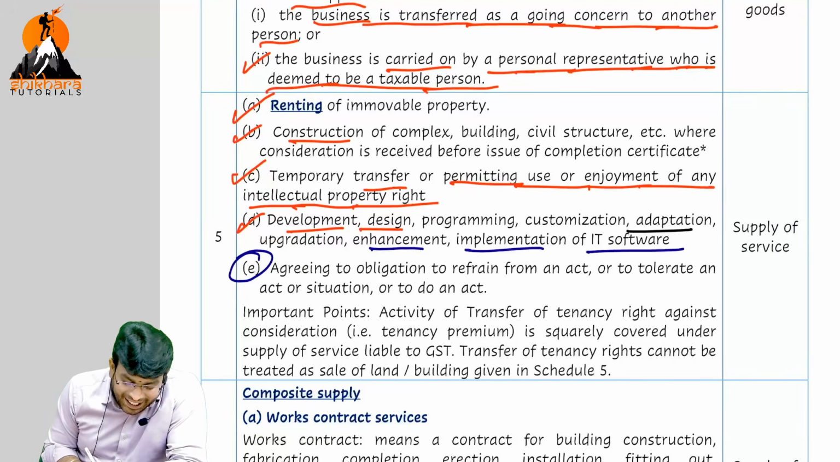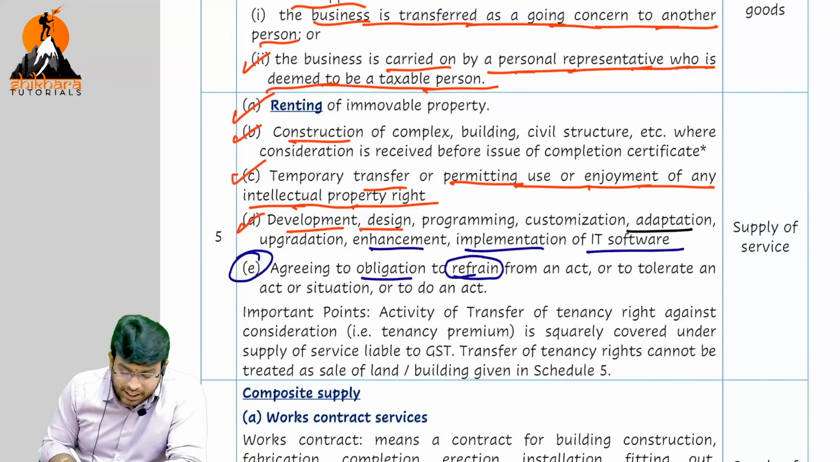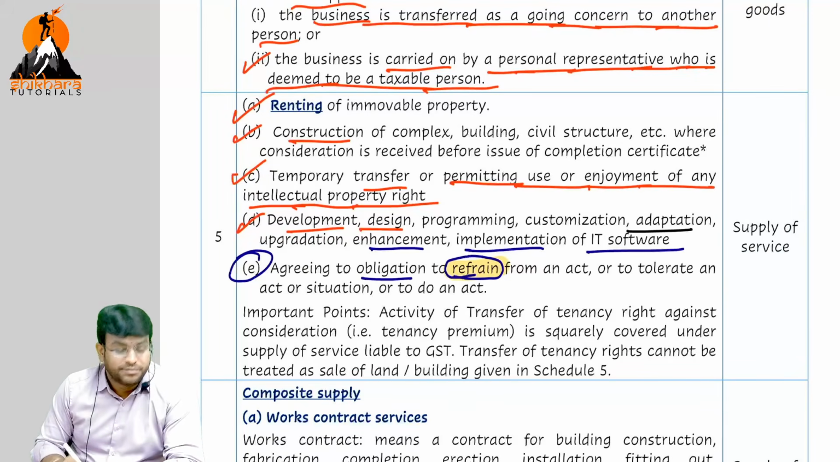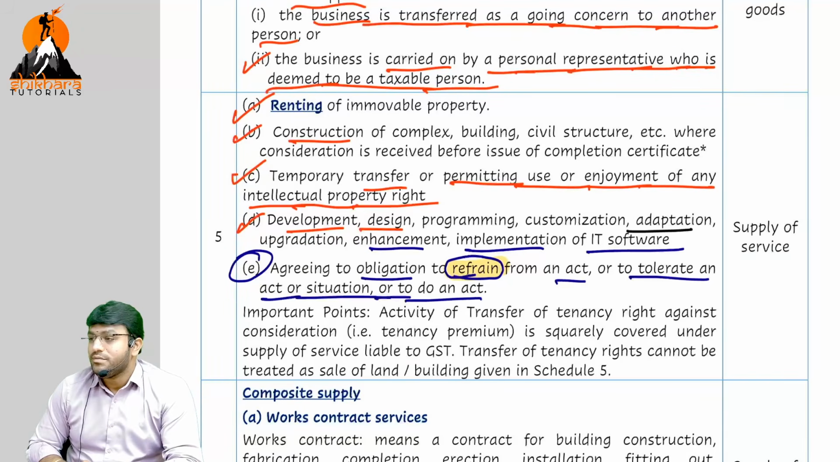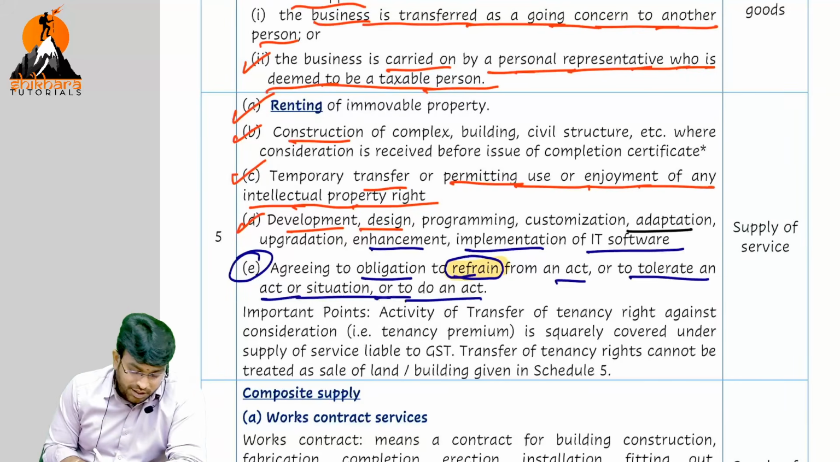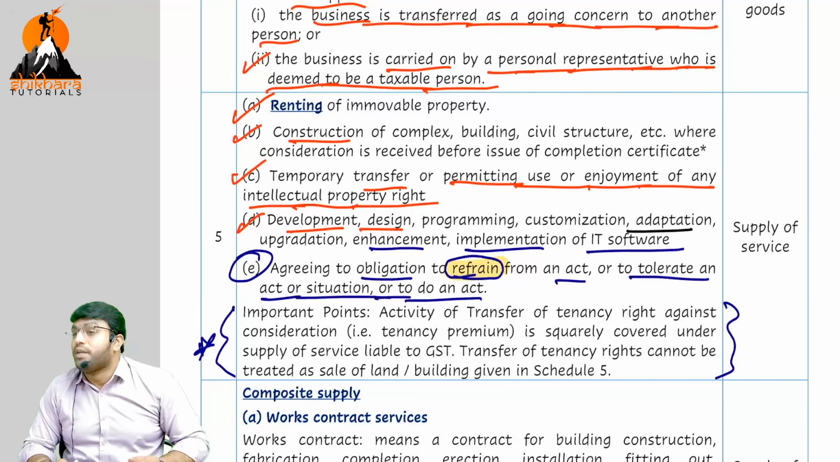That is, agreeing to an obligation to what, sir? Refrain from an act. Refrain means what? Staying away from an act, or tolerate an act or situation, or to do an act. Your understanding? This point I'll discuss with you separately. Next class I will tell.